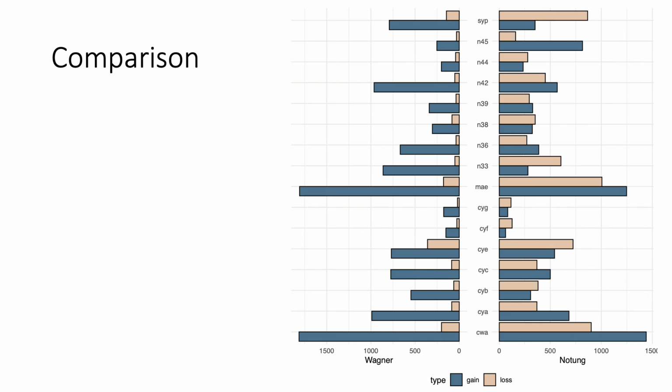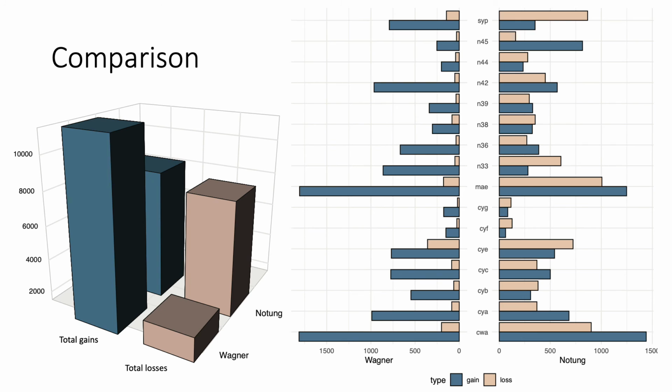We can see clearly that the numbers of gene gains and losses inferred with Wagner parsimony and reconciliation differ dramatically on each branch. The figure to the left shows the total gains and losses comparison between Wagner parsimony and reconciliation. Again, gene gain dominates gene loss in Wagner.